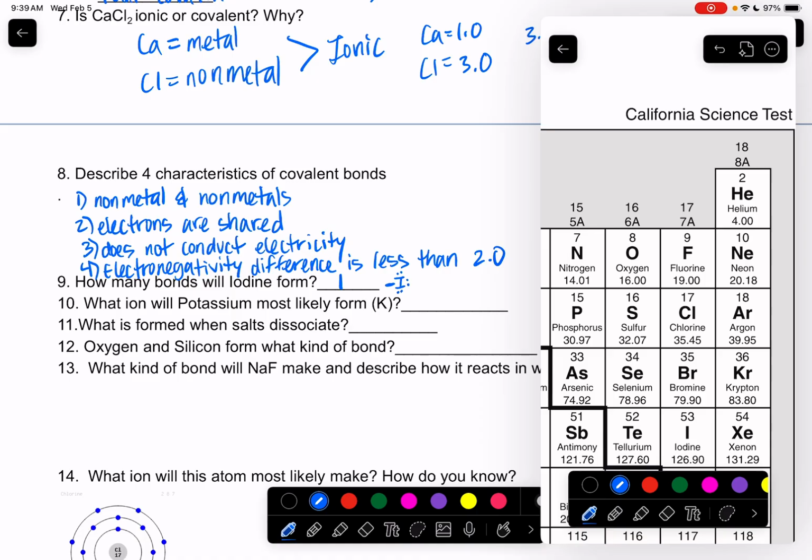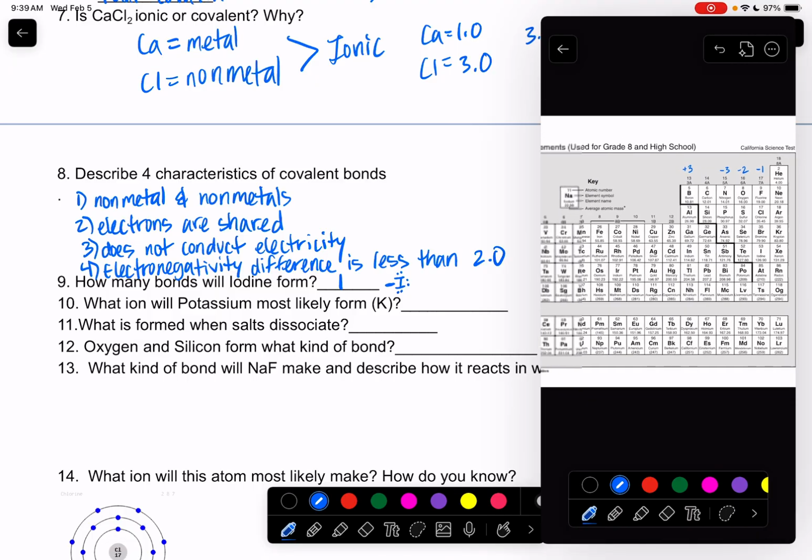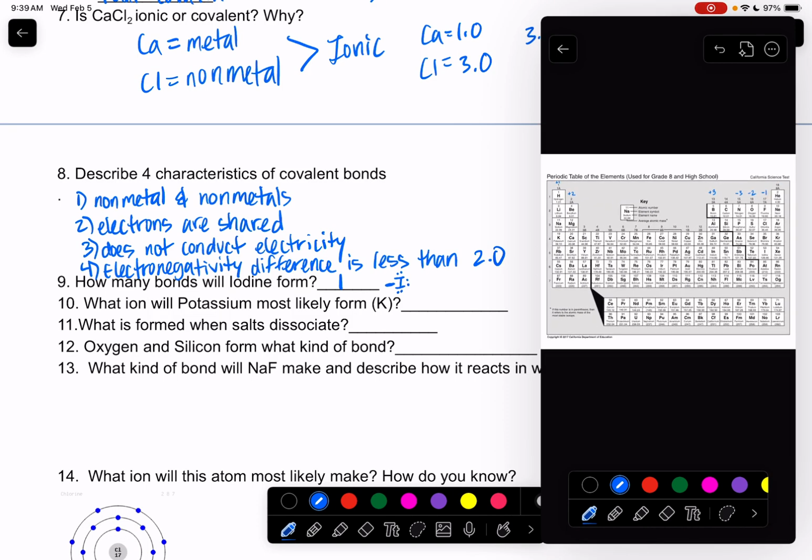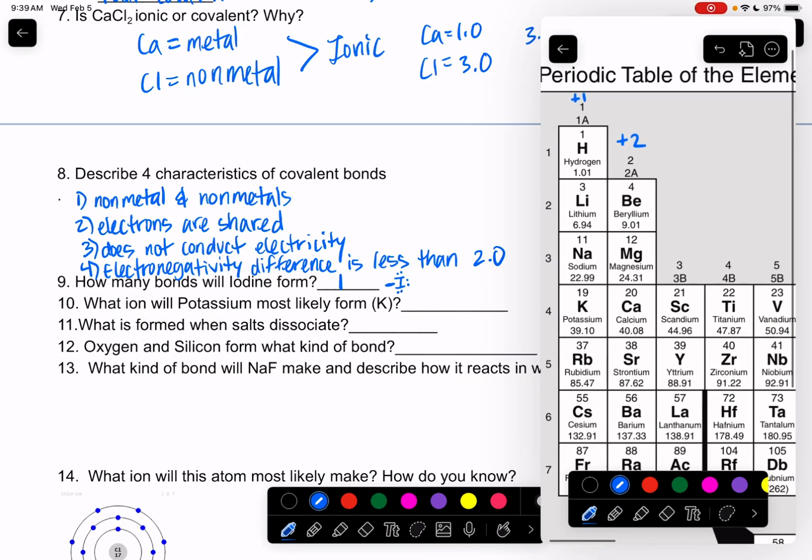So, not fluorine, but this group right here, they're really close to getting a full outer shell of 8 electrons, so they're just going to want to gain 1 electron to get there. Group 6 is 2 away from a full outer shell, so they're going to gain 2 electrons and end up with a negative 2 charge. This group is 3 away, so they end up with a negative 3 charge. I would add that to your periodic table as a quick reference for what charges each group commonly makes. Potassium is in group 1, so it ends up with a positive 1 charge.